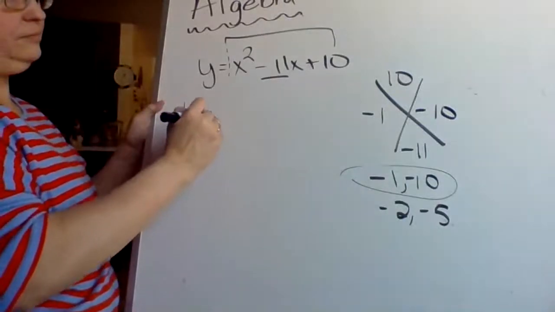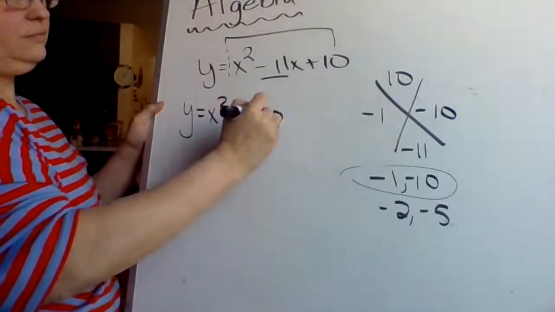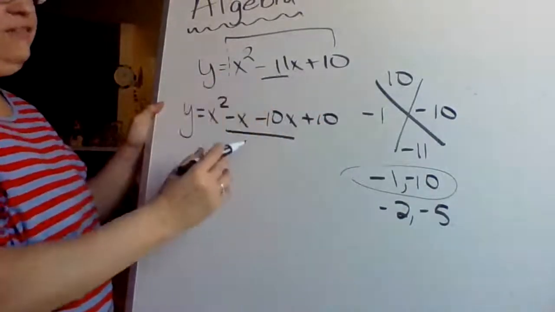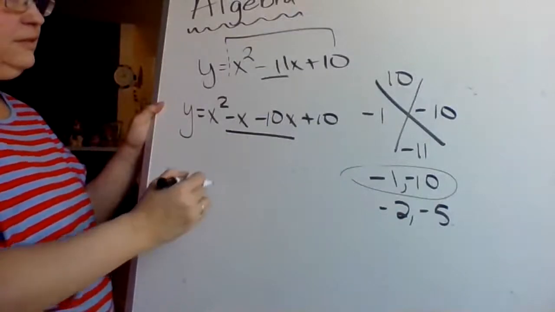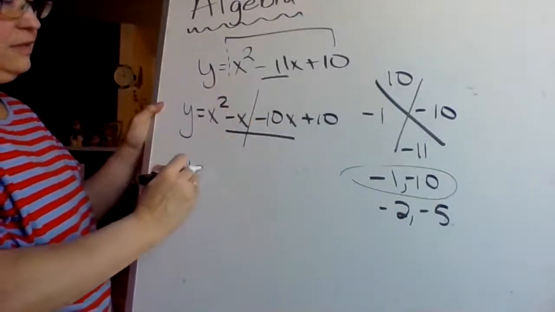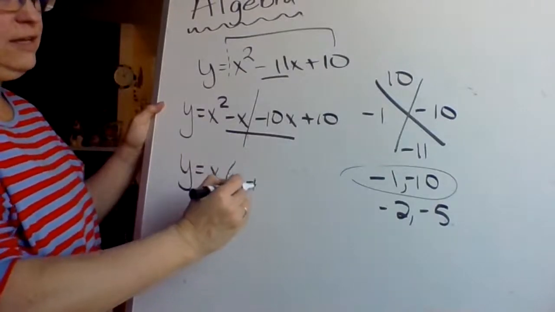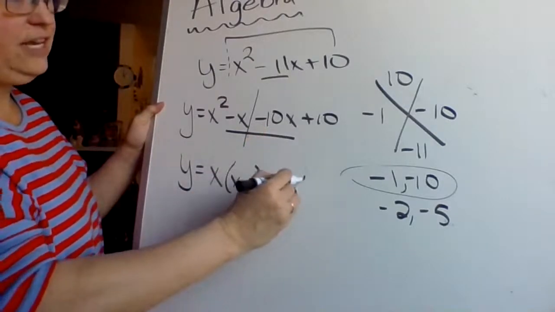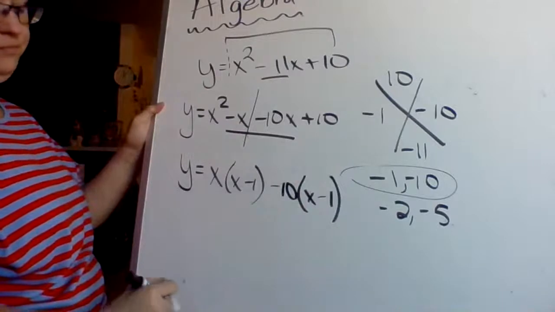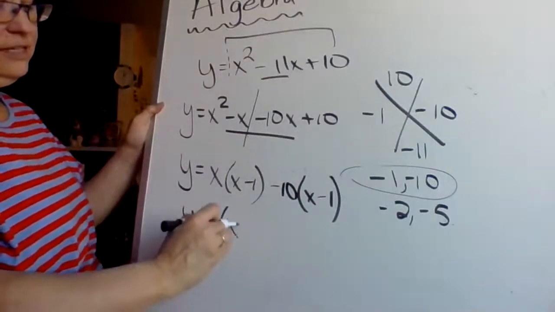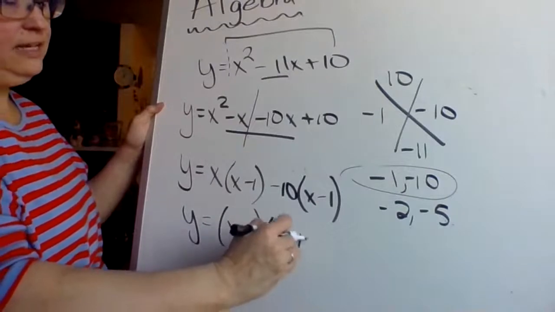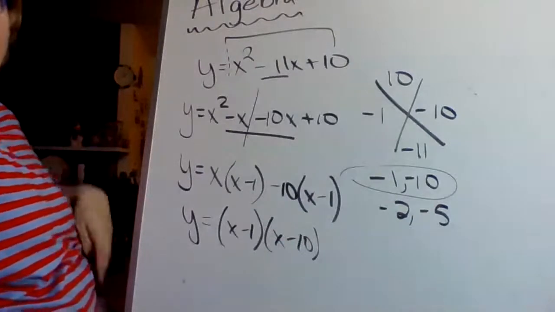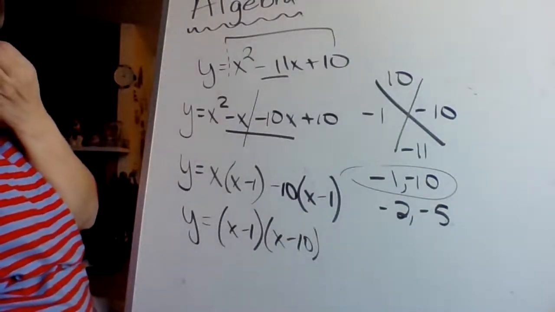So I replace the -11 with these two. Take out an x, I get x minus 1. Make sure you take out the negative along with the 10, so -10, x minus 1. So my answer is x minus 1, x minus 10. Anybody else? Questions?